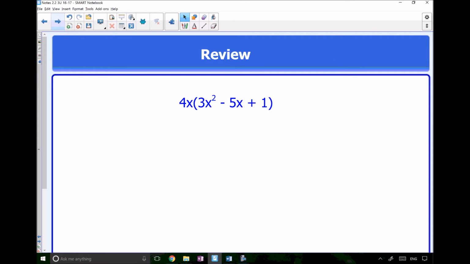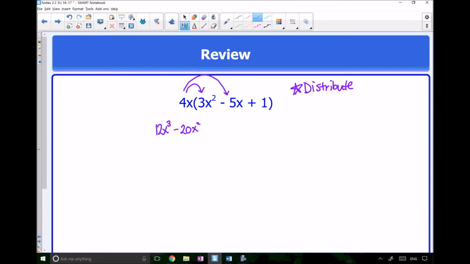If you take a look at this question, it says 4x times the quantity 3x squared minus 5x plus 1. And don't forget, in order to be able to do this kind of a problem, what you need to do is just distribute. So when I multiply 4x by 3x squared, I get 12x to the power of 3, because remember, when you multiply, you add exponents. Then when you multiply 4x by negative 5x, you get negative 20x to the power of 2, or x squared. And then when you multiply 4x by 1, you get 4x. And this right here is your final answer because it's in descending order and you have no like terms.